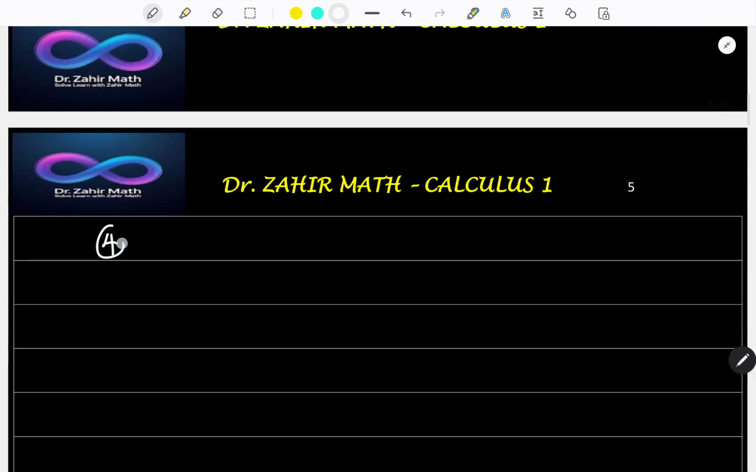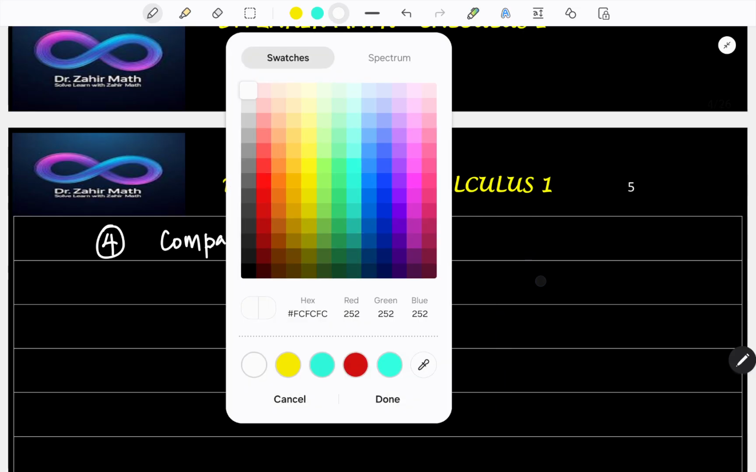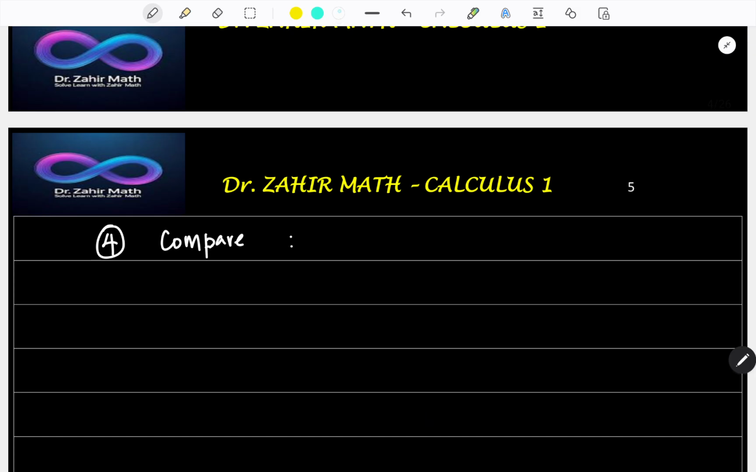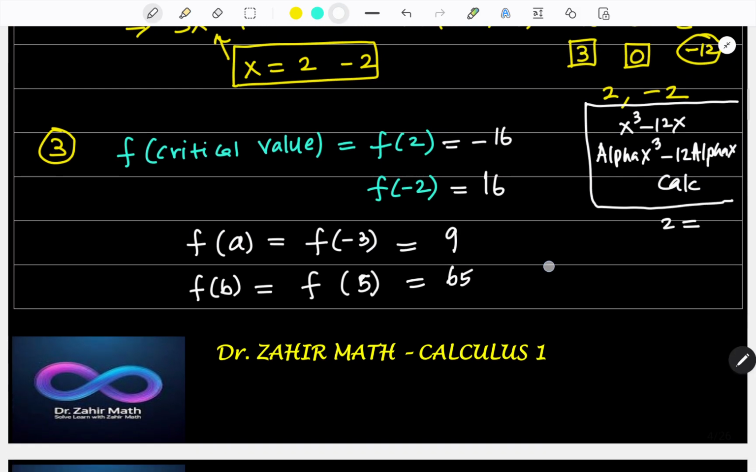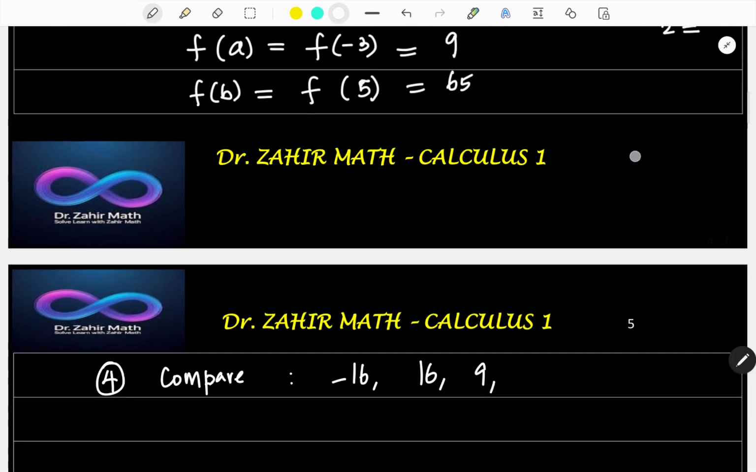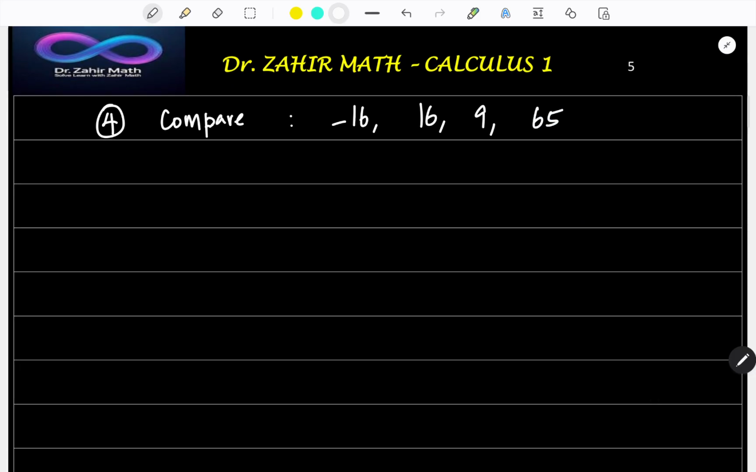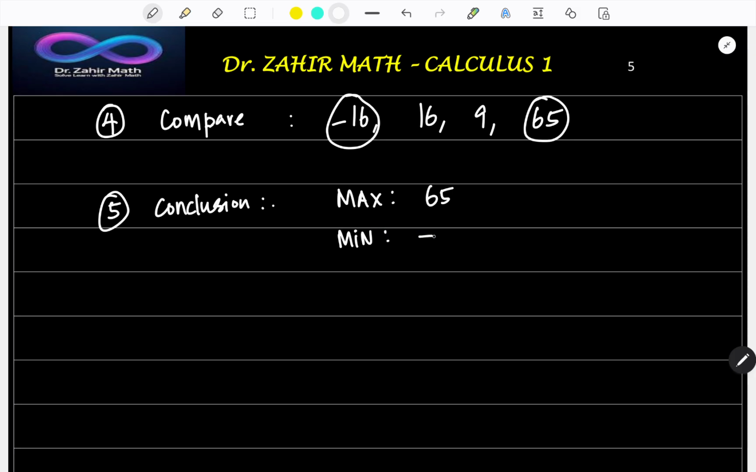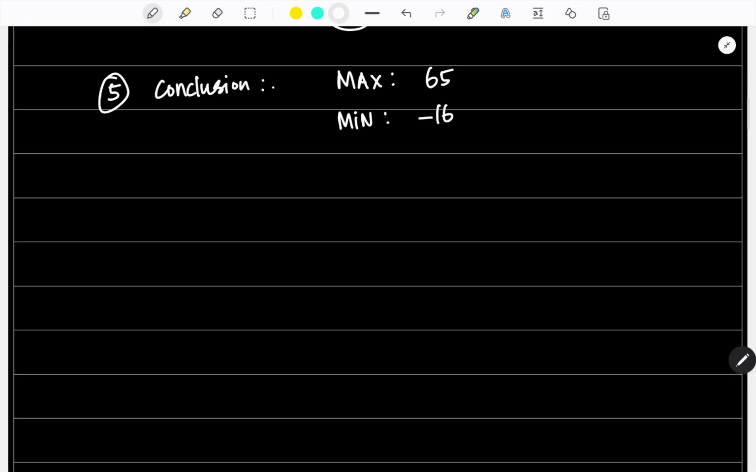Okay. Step number 4. What is step number 4? Compare. What do you mean by compare? You write all the values. What are the values you got? Minus 16, 16, 9, and then 65. Okay. The biggest value, 65. The lowest value, minus 16. So therefore, you are going to write the conclusion. What is your maximum value? 65. What's your minimum value? Minus 16. Such an easy exercise.